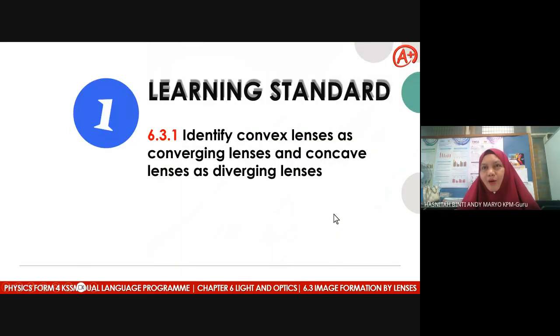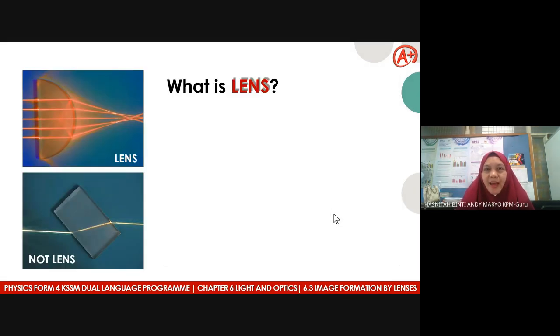This is the third topic on chapter 6. For the first learning standard, 6.3.1, each of you needs to know how to identify convex lens and concave lens as converging and diverging lenses respectively. First and foremost, you must understand what is meant by lens. There are two figures there, the first on top and the second below. The first figure is a lens, but the second figure is not a lens.